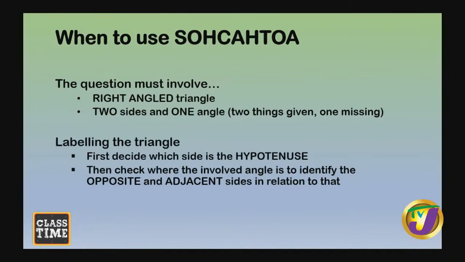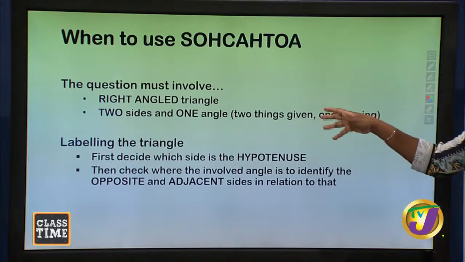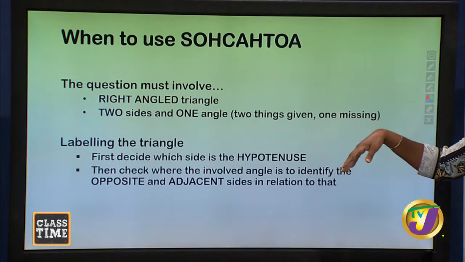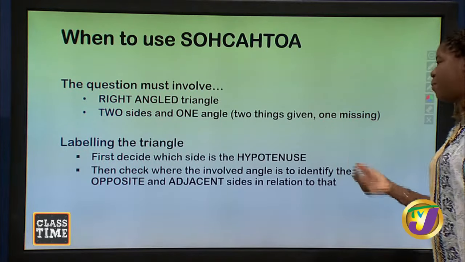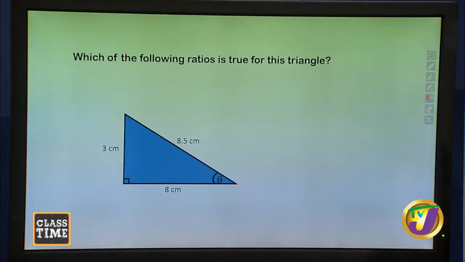So then we check where the angle is located, and then we can assign the titles opposite and adjacent. So based on what this is saying here, with two quantities given, we can be given two sides of the right angle triangle, and we can find the angle using a trig ratio. Okay, so let's do something here.